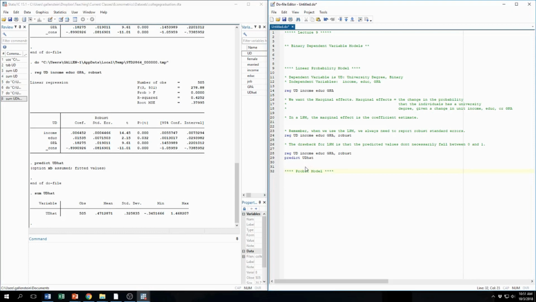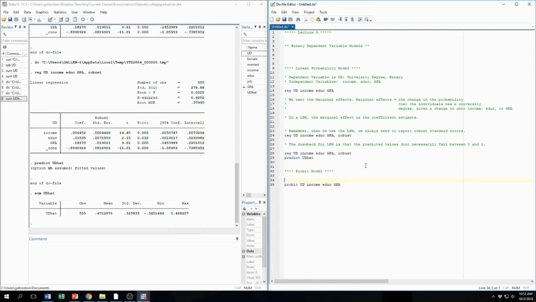Okay, so let's now switch over to the probit model. I mentioned in the lecture that the probit model is estimated using maximum likelihood. We're not going to go into the details on that, but we're going to use Stata to estimate it. The Stata command is just called probit. So it's pretty straightforward. We just use probit, UD, and now we're going to run the same model, GPA. Let's just run this first.